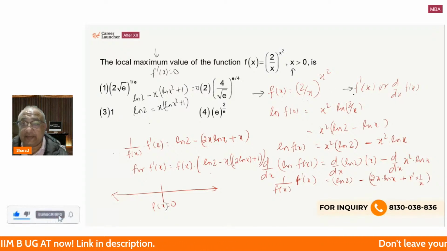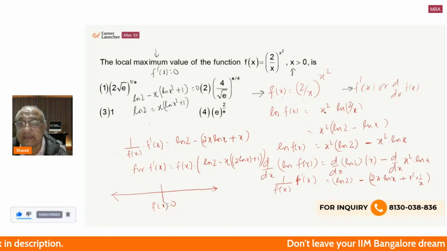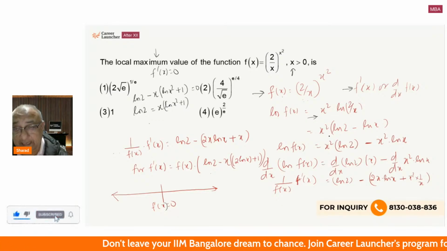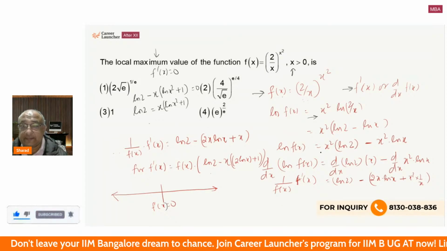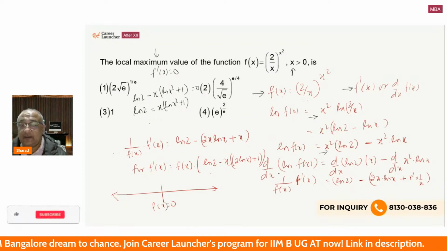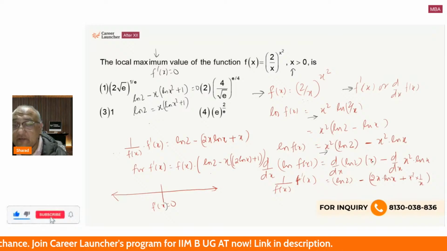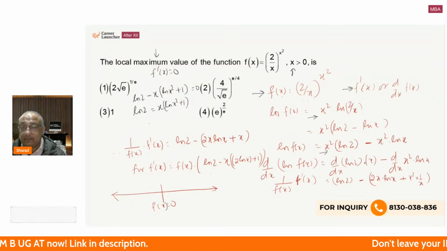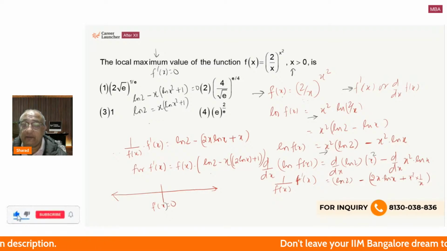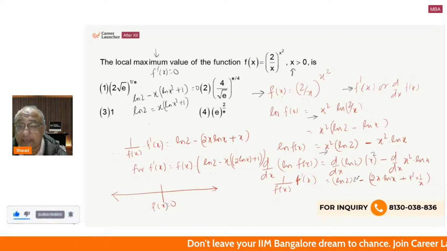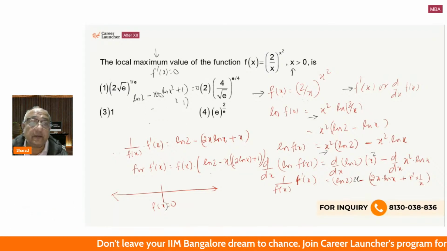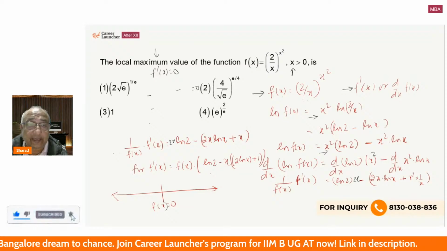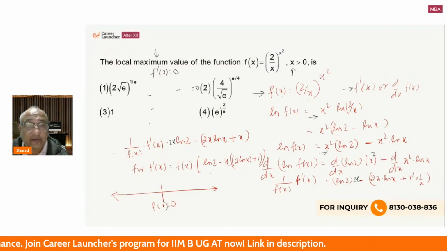I'll find out f dash x. For finding out f dash x, I have to do this: x square into ln 2 minus ln x. I have solved this. The derivative of x square is equal to 2x. This is x square, so this is the thing which we're missing here. This is 2x, right? So let us revise this, 2x, right, bacho? This is here 2x.